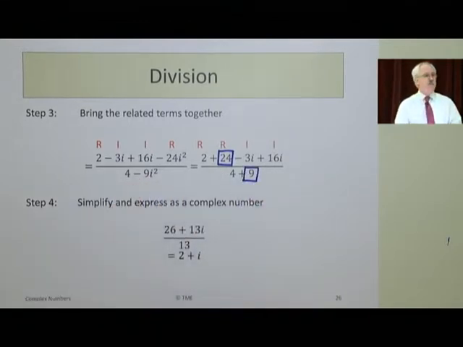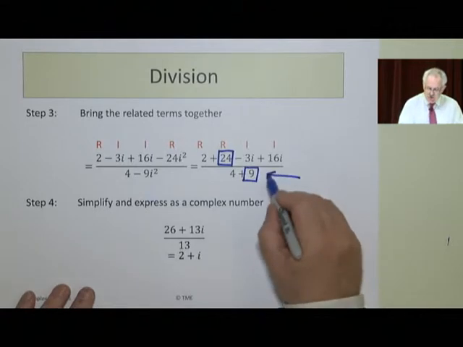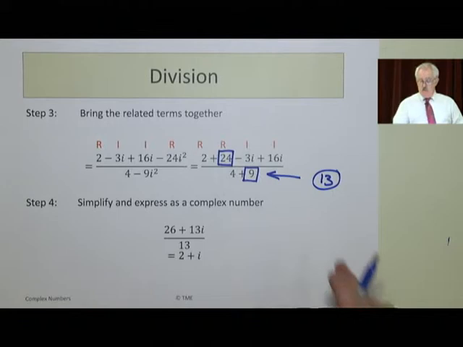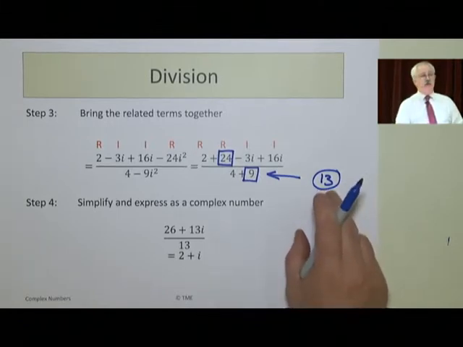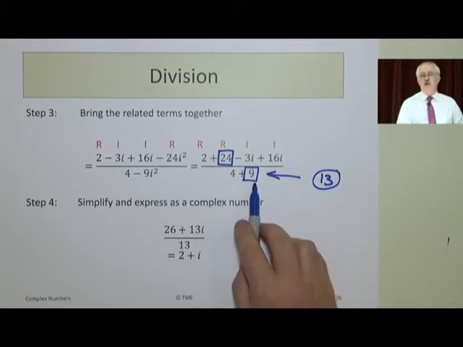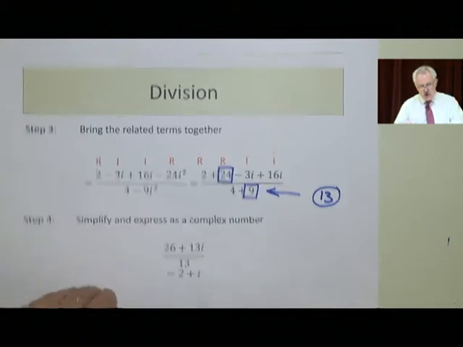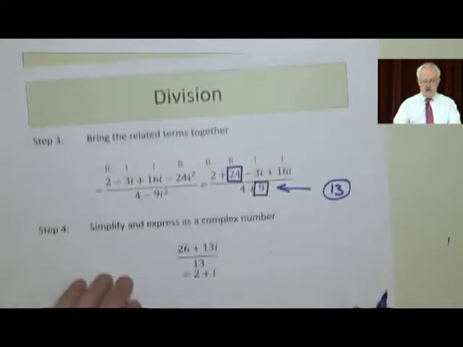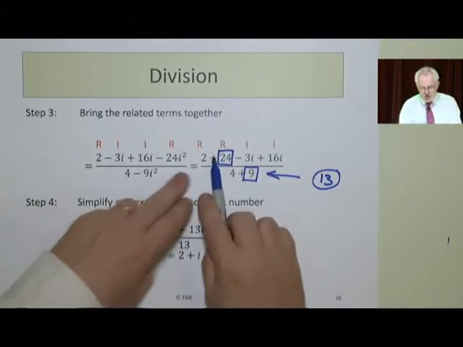Is that okay? What did I end up on the bottom with? 13. I don't know if it's right, but it's very reassuring because it's a real number. There's no imaginary bits. If there was an imaginary bit, I'd have made a mistake. Simple as that. Because I knew that when I multiplied something by its complex conjugate on the bottom, it had to be real.